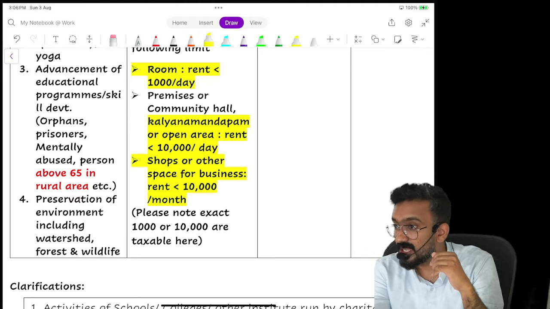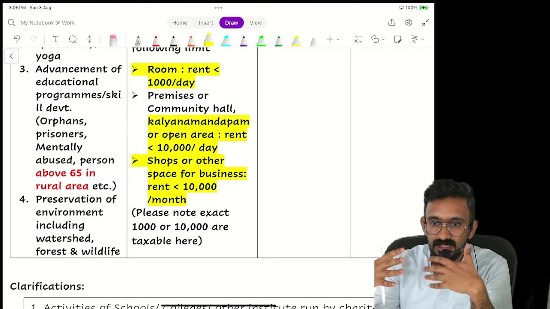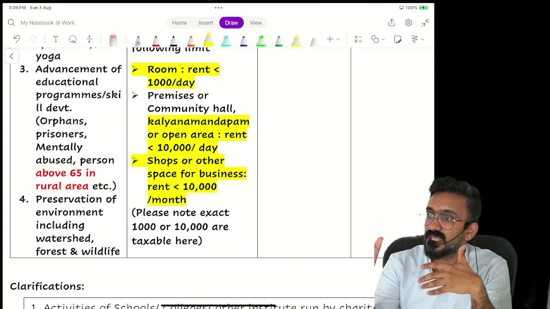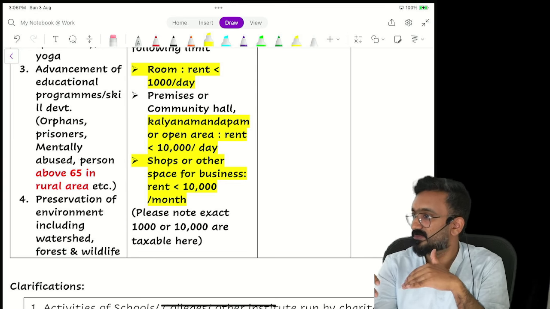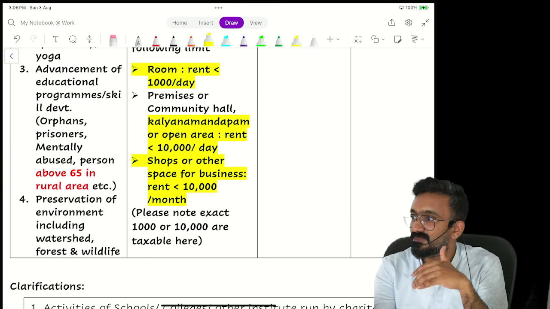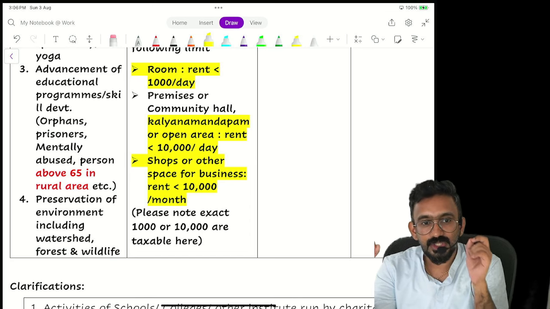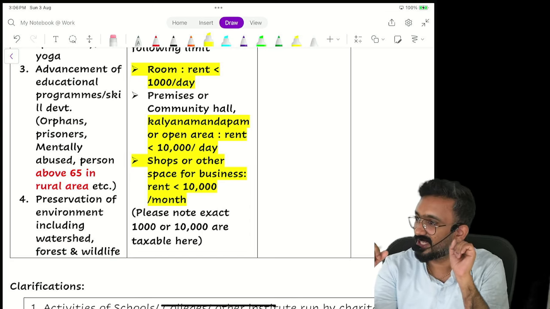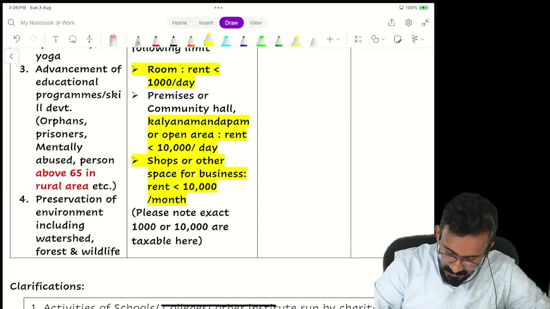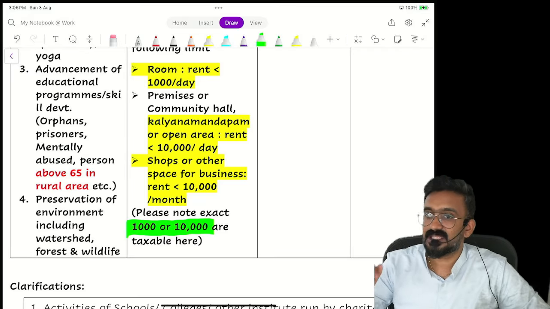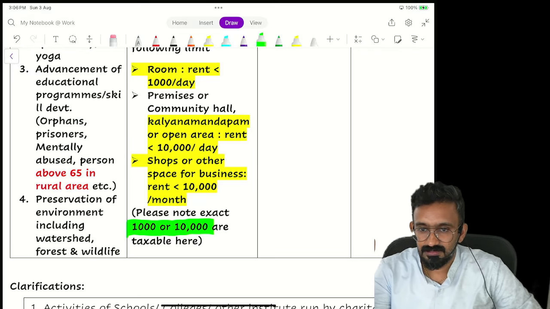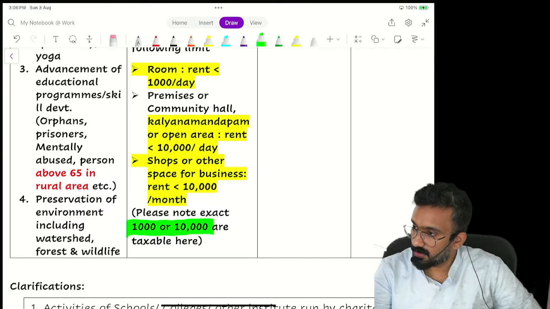Again, one more point. Normally when we discuss GST, this exemption is generally given as less than or equal to. But here, how did they draft the law? They only mentioned less than. So what is the impact of that? Please note, exactly 1,000 and 10,000 would be taxable here.